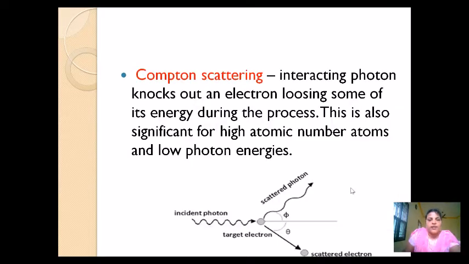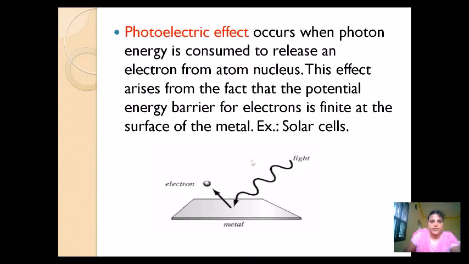Then the third type of scattering is Compton scattering. Here, when the X-ray is incident upon the electron of an atom, part of the X-ray energy is scattered as a photon, and the electron acquires some energy, recoils and moves from its place. So this is significant only for high atomic number atoms and low photon energies.